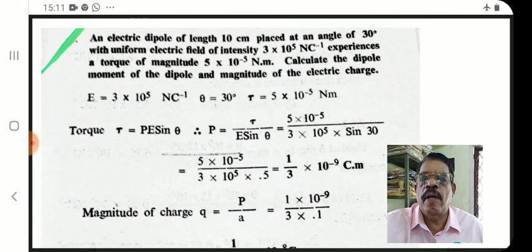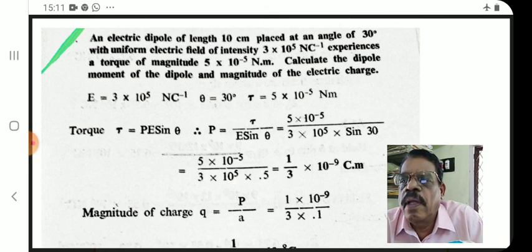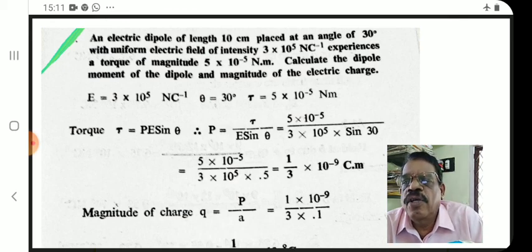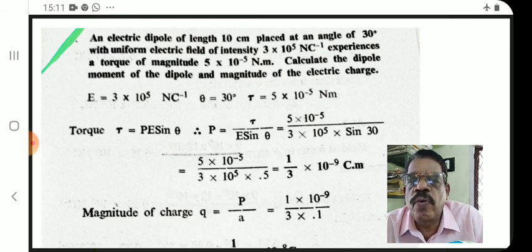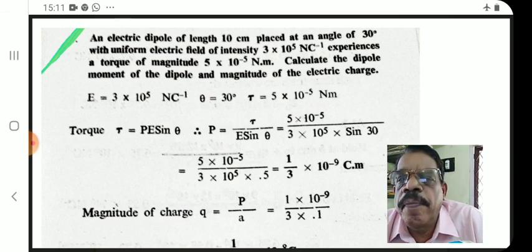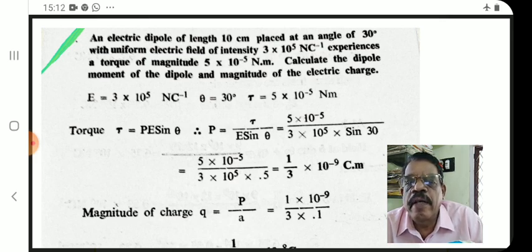And this is a problem based on torque. An electric dipole of length 10 cm placed at an angle of 30 degree with a uniform electric field of intensity 3 into 10 raised to 5 Newton Coulomb raised to minus 1 experiences a torque of magnitude 5 into 10 raised to minus 5 Newton meter. Calculate the dipole moment of the dipole and the magnitude of electric charge.